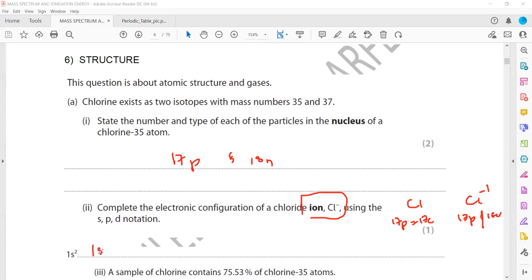1s2, then 2s2, 2p6, 3s2, and then since 18 are there, 3p6. So this is the electronic configuration of the chloride ion.